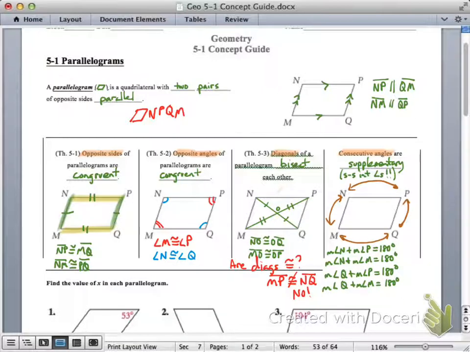Nothing unusual there. But these 5 qualities of parallelograms: opposite sides are parallel, opposite sides are congruent, opposite angles are congruent, diagonals bisect each other, and consecutive angles are supplementary. This is what you have to know about parallelograms. Okay? So this is the lesson. The rest of this is going to be ways that we're going to be using this stuff.